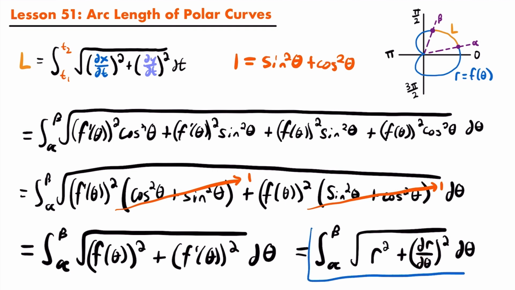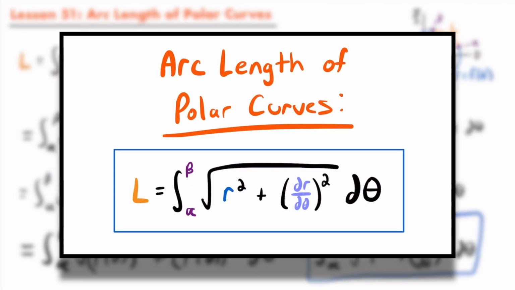And so this right here is the formula that represents the arc length in polar form. To summarize what we just found, the arc length of polar curves can be calculated using this definite integral: the arc length is equal to the integral from alpha to beta, which are two angles of theta, of the square root of r squared plus dr d theta squared d theta.